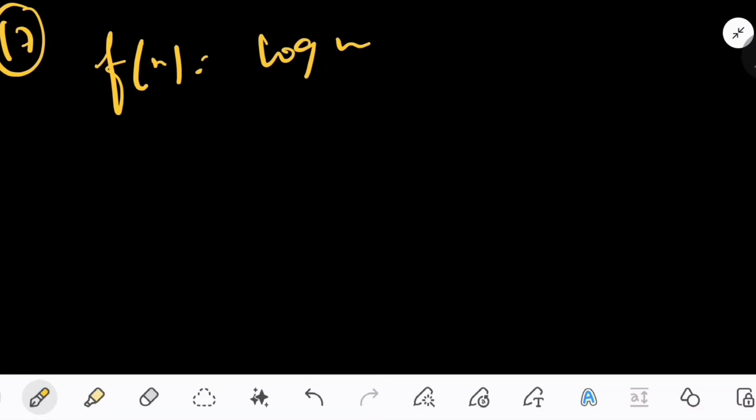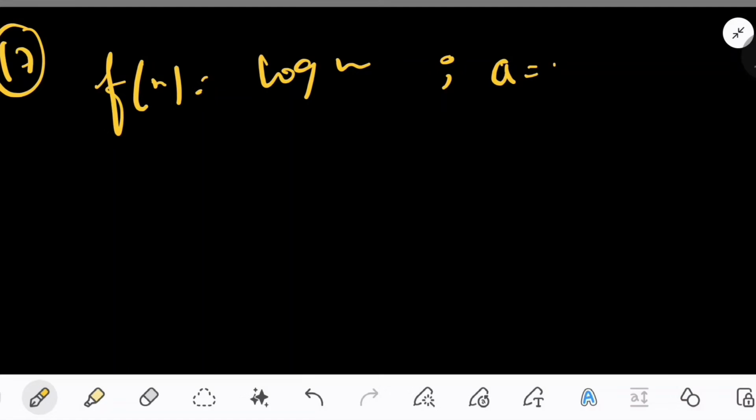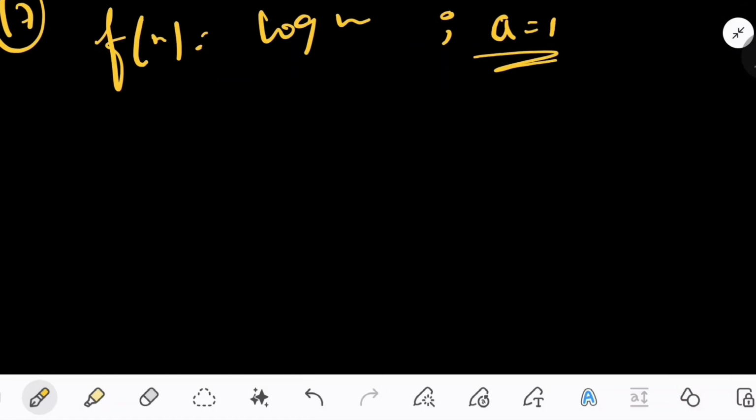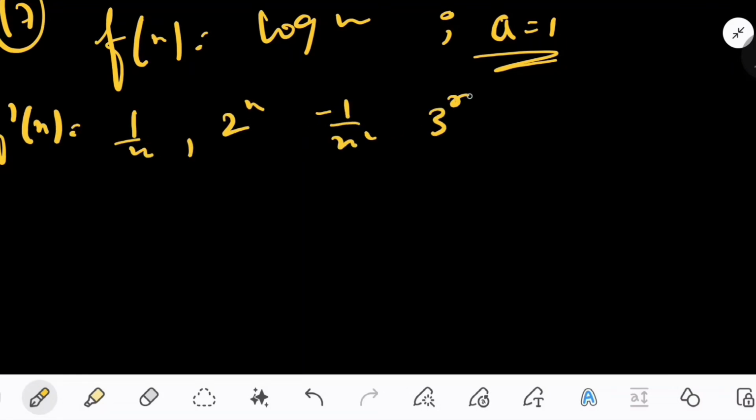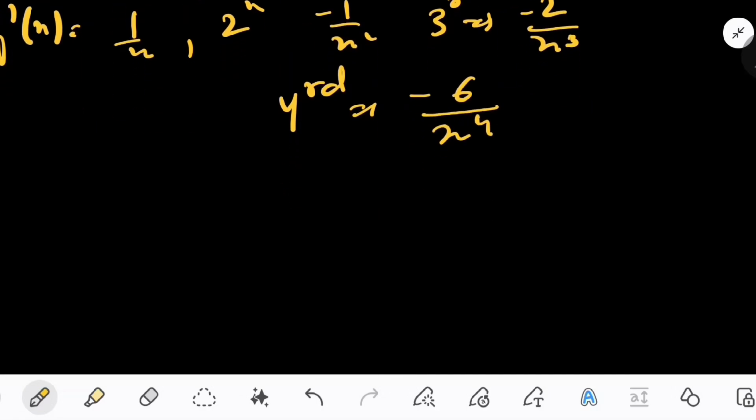f(x) is equal to log x, and it was still fourth, right? So means you have to go till fourth derivative, right? That's just something at about a is equal to 1. Okay, let's see. So what you get is that you find first derivative, you get 1 upon x. You find the second derivative, you get negative 1 upon x square. Find the third, you get negative 2 upon x cube. You find the fourth, you get negative 6 by x to the power 4, right? Somewhat like that.